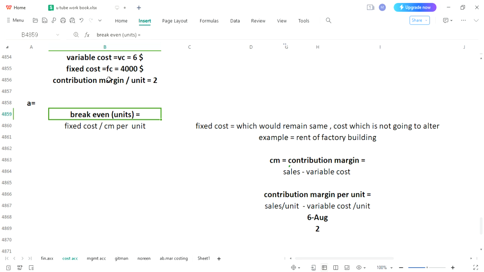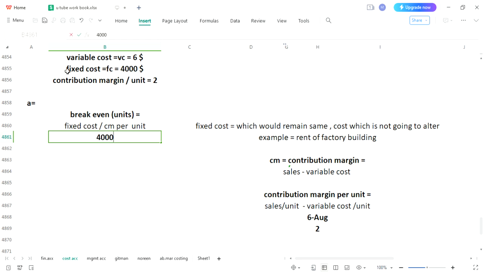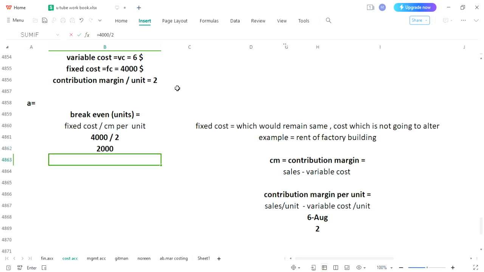With this, our formula would be completed. Fixed cost amount is $4,000. Please follow this formula: fixed cost, and then what we have to do, divide with what? CM per unit. CM, contribution margin per unit, has also been calculated. It is 2. Now we can calculate our final answer, and that is 2000.